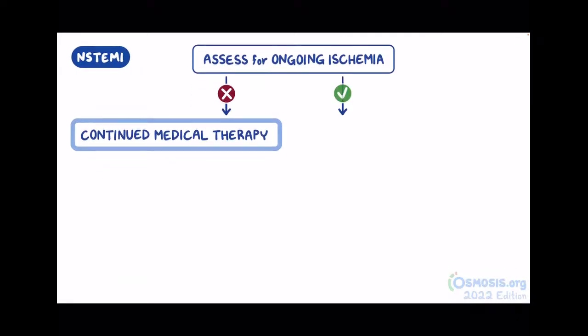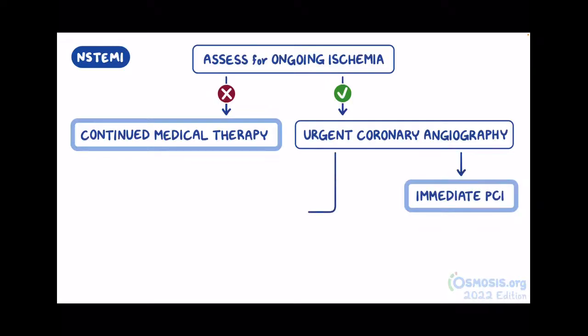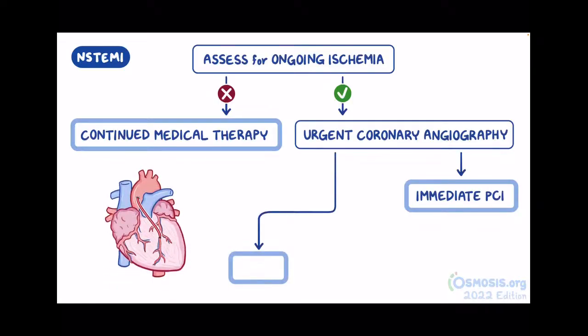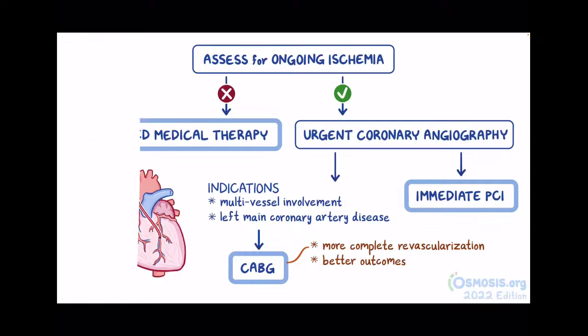On the other hand, if they do show evidence, they'll need urgent coronary angiography. Based on the findings, they can either get immediate PCI or coronary artery bypass surgery, also known as CABG. Some of the main indications for CABG include multivessel involvement or left main coronary artery disease. This is because CABG provides more complete revascularization and has better outcomes than PCI in these situations.